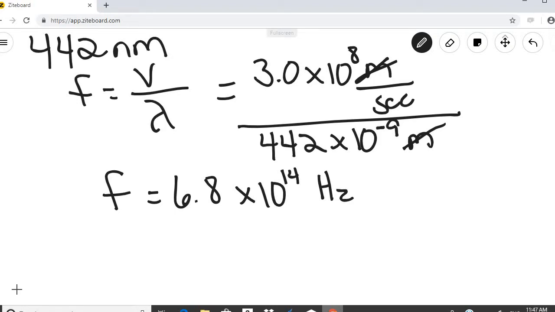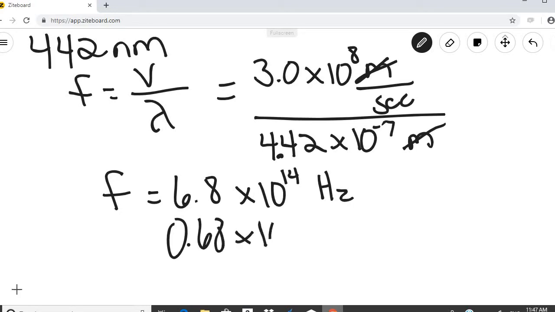If you chose to, you could put this as 4.42 times 10 to the negative 7. It doesn't matter. I just keep it as 442 times 10 to the negative 9. But if you got 0.68 times 10 to the 15 hertz, that's obviously the same thing. So either answer is fine, as long as you have the number of significant figures correct. Okay, so the frequency is 6.8 times 10 to the 14 hertz.